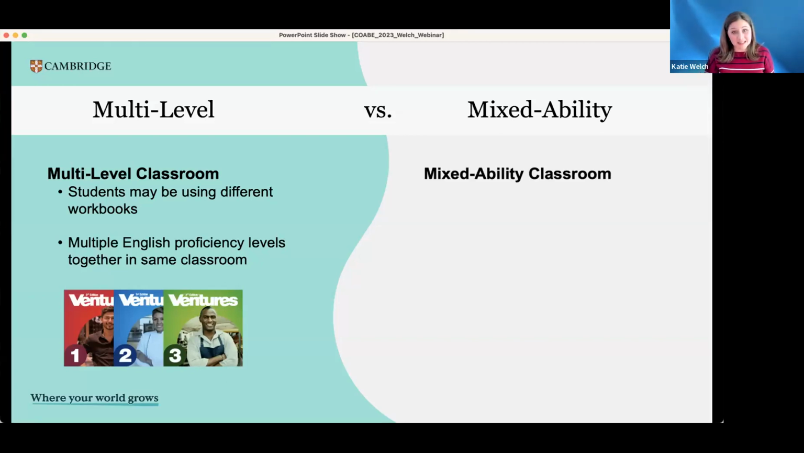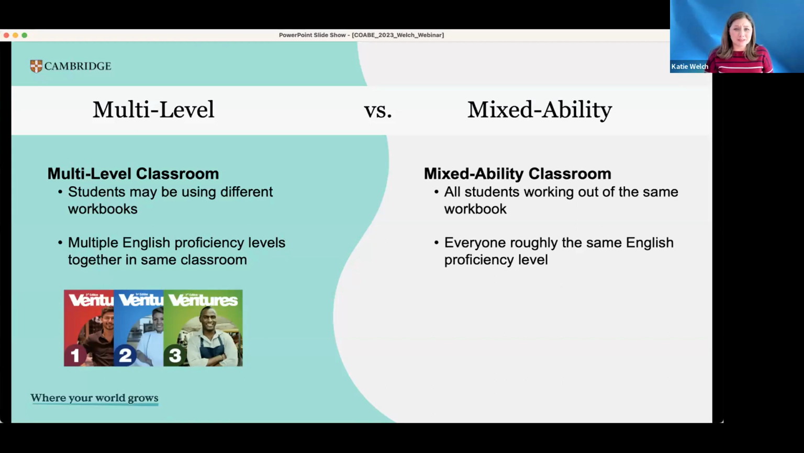In a mixed ability classroom, this is when usually you've done some sort of an assessment and you have determined that the students are roughly the same English proficiency level. And so they would all be working out of the same workbook, theoretically. Now, I've been teaching for about 20 years at all levels, and almost every class I've ever taught has been a mixed ability classroom.